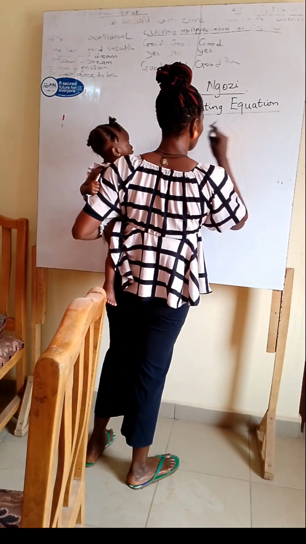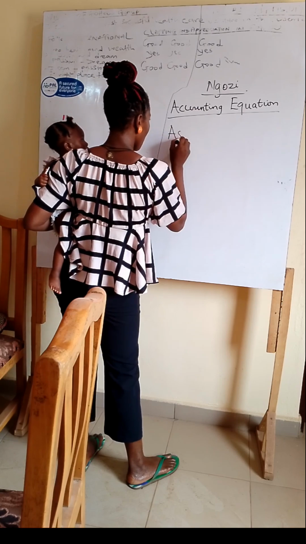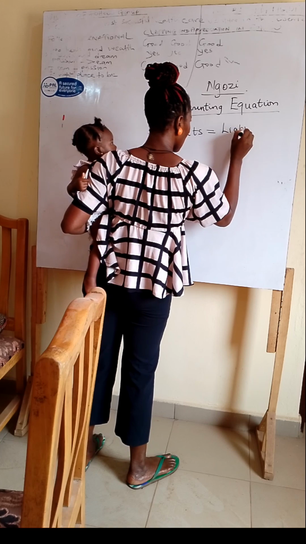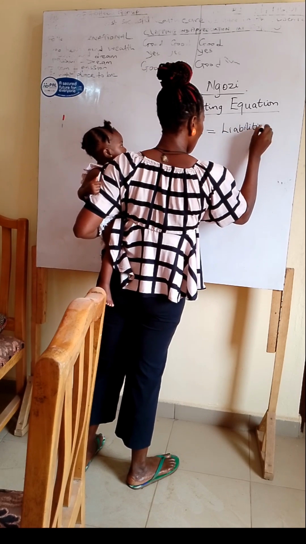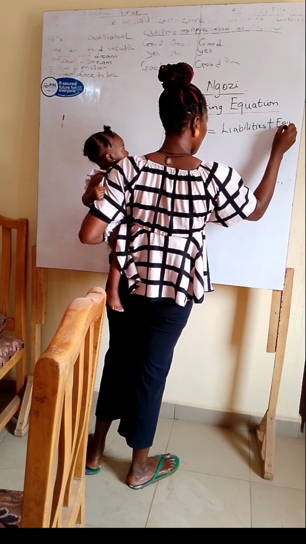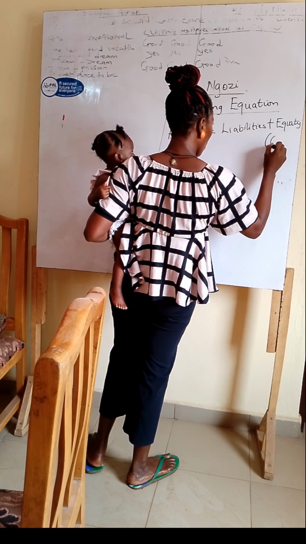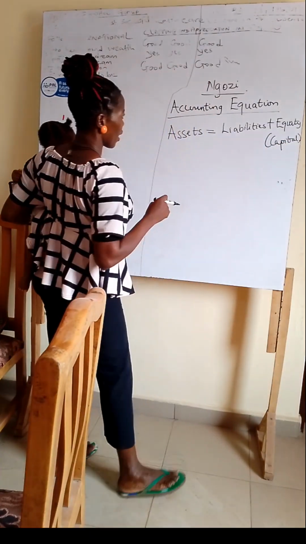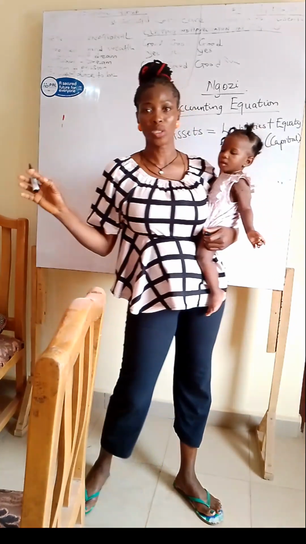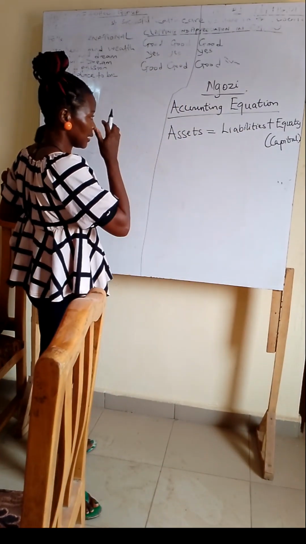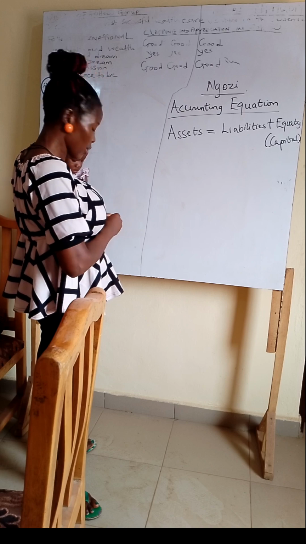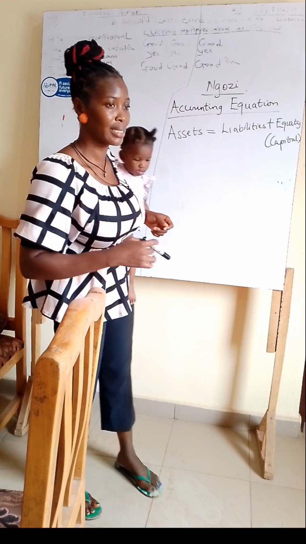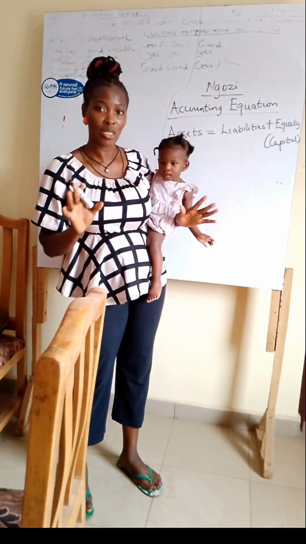Now, this accounting equation is this: assets equals your liabilities plus equity, or capital for one man business. Alright? This accounting equation is the equation that helps us to know when our balance sheet is balanced.